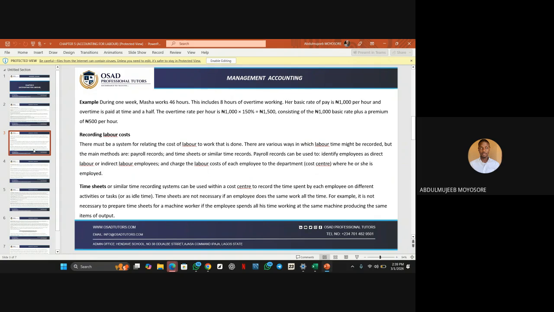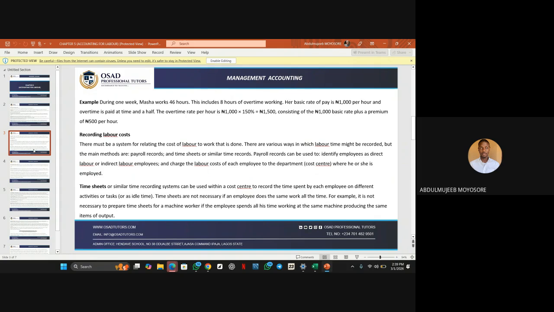Payroll records can be used to identify employees as direct labor or indirect labor and charge the labor cost of each employee to each department where he or she is employed. These are types of ways to record labor cost: timesheets, payroll record, and similar time record.